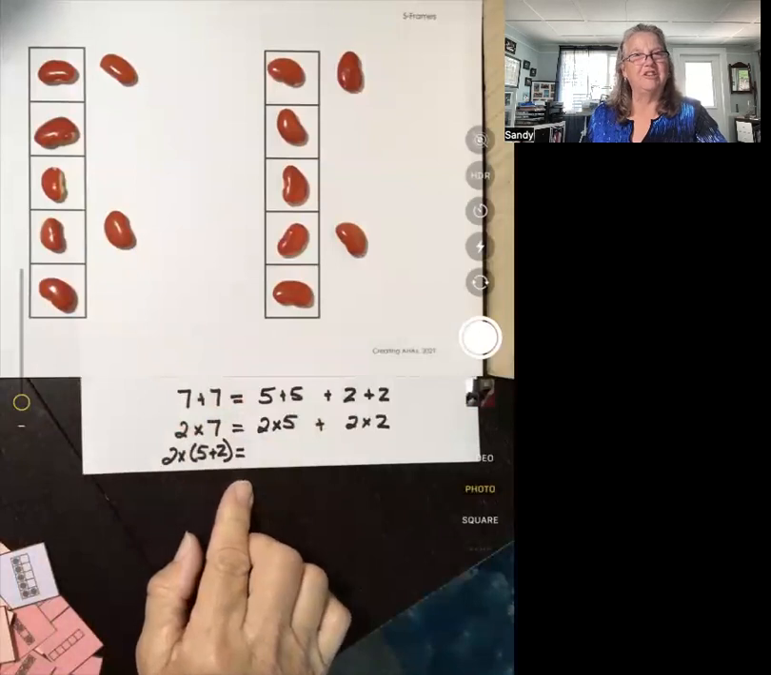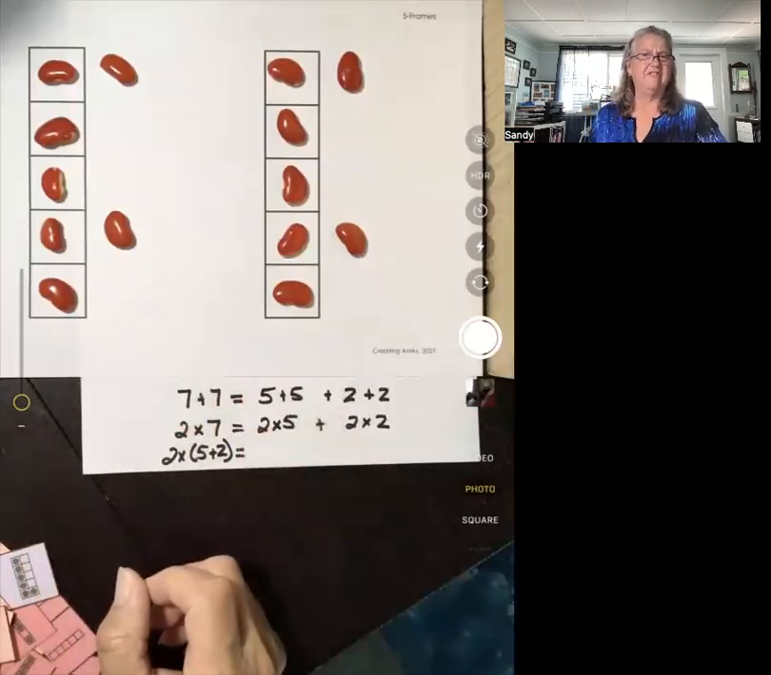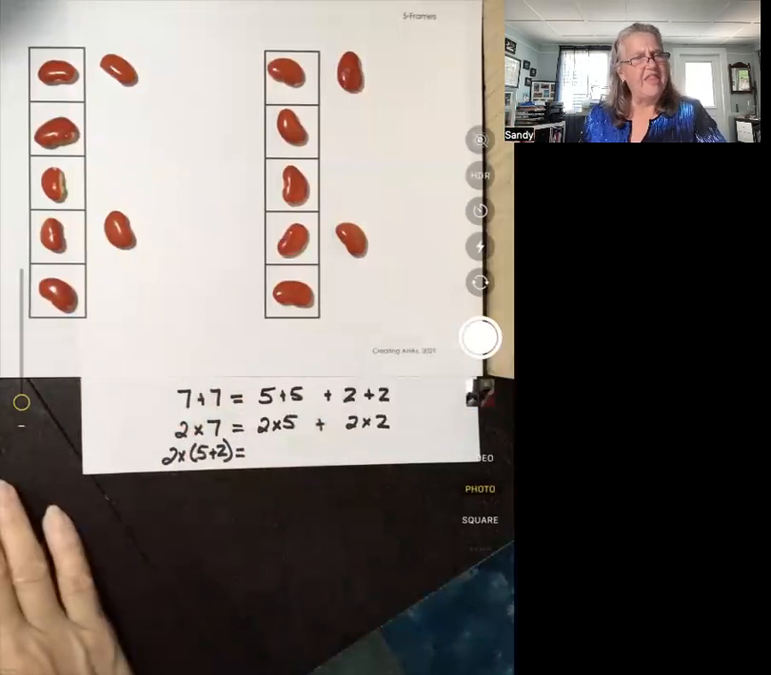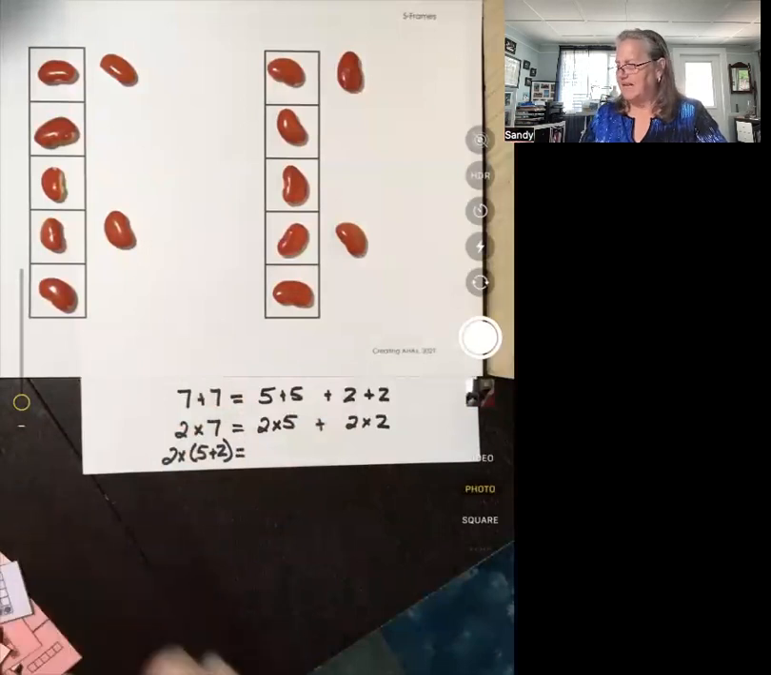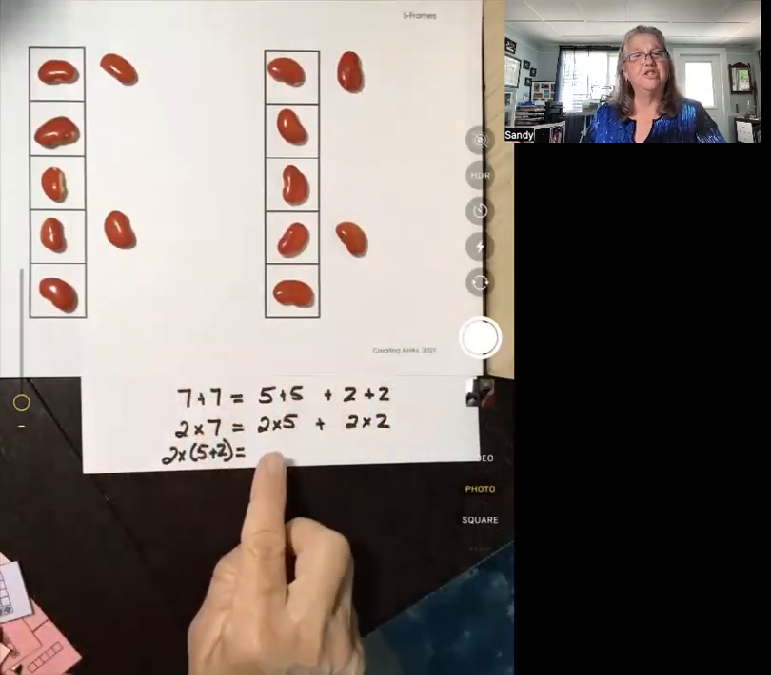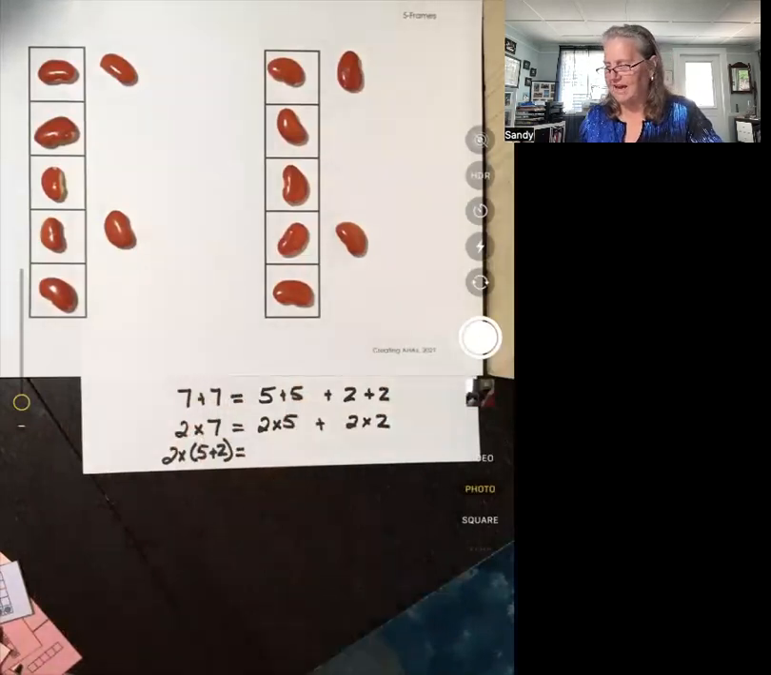So as I said with Bridge to 10, if your child knows their facts and they know double 7 is 14 and that they can do it very quickly, that's great, that's helpful. But this imagery is going to help us build what we need for distributive property as they move up through the grades. So it's important for them to work with that.